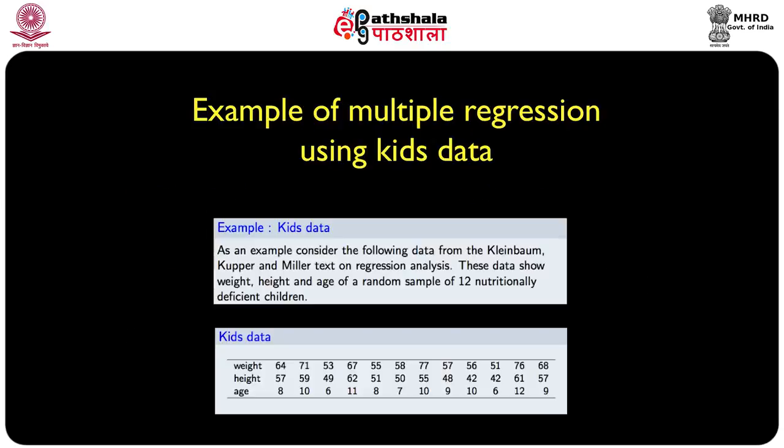Now, after discussing the multiple regression model, the assumptions of the model and key terminologies in connection with it, let me show you an example of fitting a multiple regression model to the kids dataset. In this dataset, as an example, we consider the following data from the Kleinbaum, Kupper and Miller text on regression analysis. These data show weight, height and age of a random sample of 12 nutritionally deficient children.